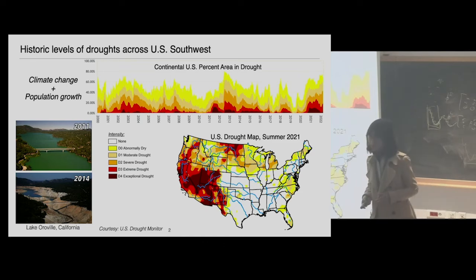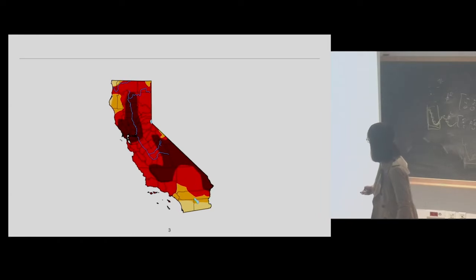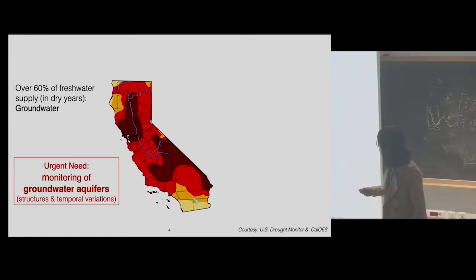So if we think about the sources of fresh water, take California, for example, actually over 60% of the fresh water supply comes from groundwater in a dry year. So urgently needed now is the monitoring of both the structures and temporal behaviors of these underground aquifer systems.